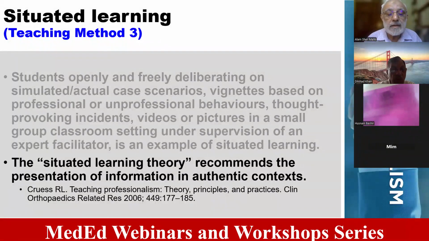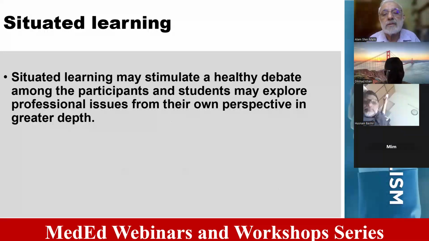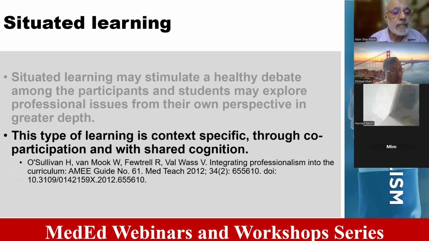The situated learning theory recommends the presentation of information in authentic context. That means that all the scenarios or vignettes we are discussing in situated learning must be in authentic context. They should be real situations, real life examples which are under discussion. Situated learning may stimulate a healthy debate among the participants, and students may explore professional issues from their own perspective in greater depth. Here, there is an opportunity for students to express their own personal views and personal approaches, and then come to a shared decision. This type of learning is context specific through co-participation and with shared cognition.